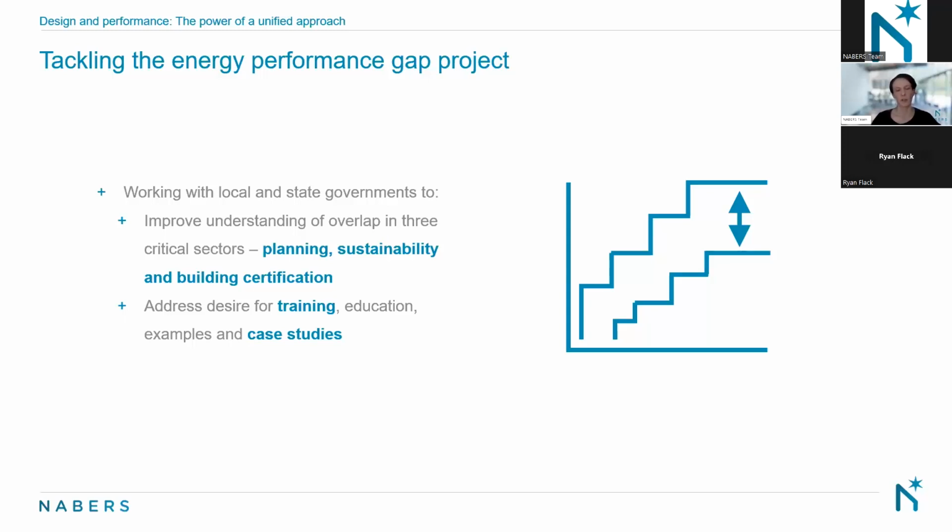So we heard from planners that they didn't fully understand sustainable buildings. They didn't fully understand the National Construction Code. We heard from sustainability professionals who didn't understand how the planning system in their state works or where the intersection with the building code was. And overwhelmingly, people really wanted training and education and case studies on how all these things worked and what the opportunities were.